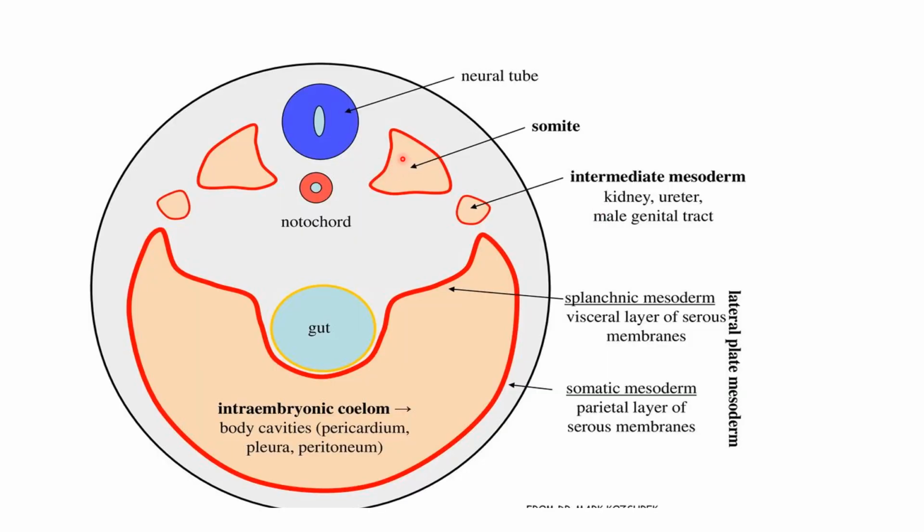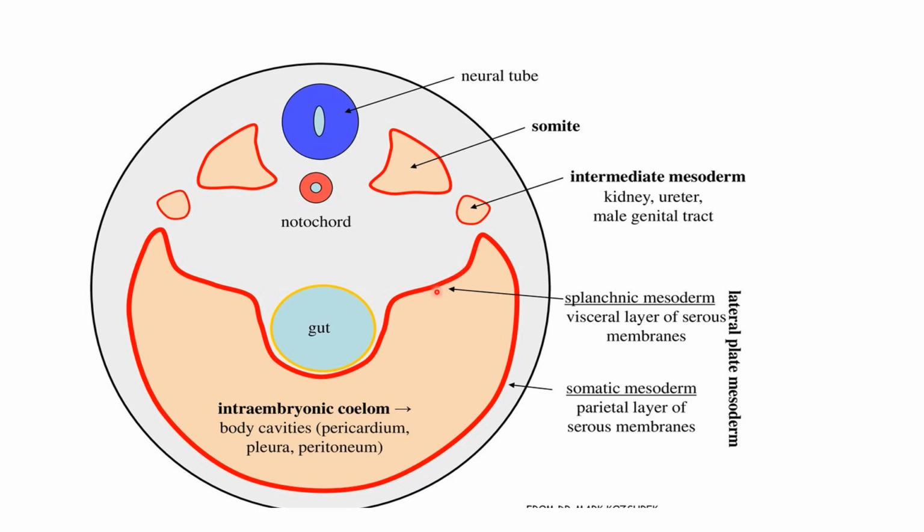So far we have seen the derivatives of para-axial mesoderm, the derivatives of somites. Now we will see the second part of the intraembryonic mesoderm, that is intermediate mesoderm. It is lying in between para-axial mesoderm and lateral plate mesoderm. So the intermediate mesoderm is in the form of longitudinal groove which extends from the primitive streak up to the procaudal plate, and it is segmented rostrally and unsegmented caudally, and it will give rise to kidneys, ureters and sex glands, mainly the male genital tract.